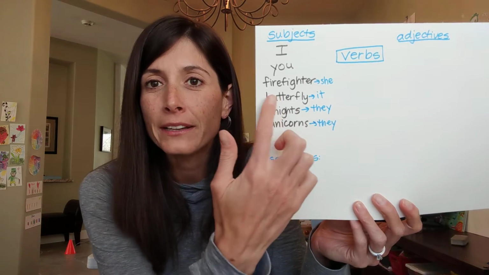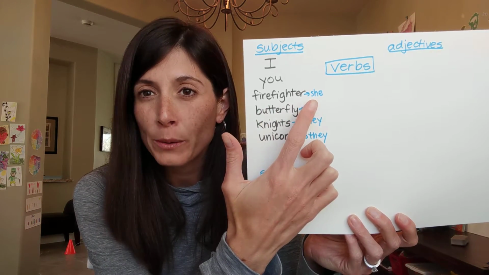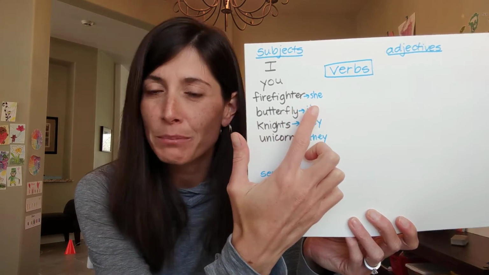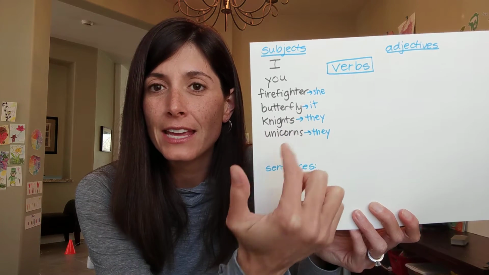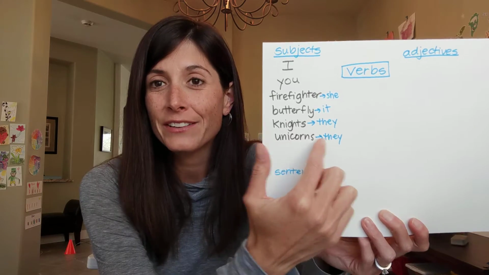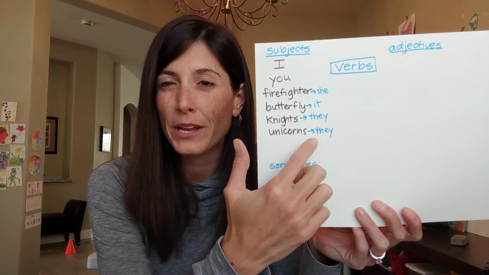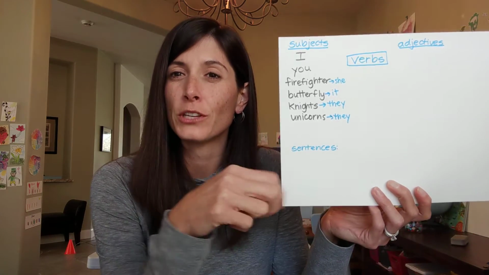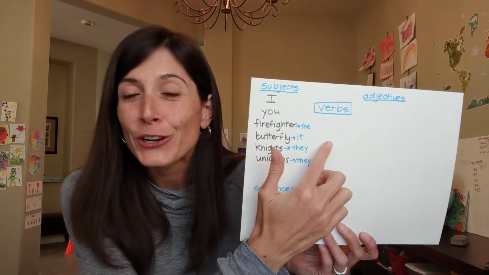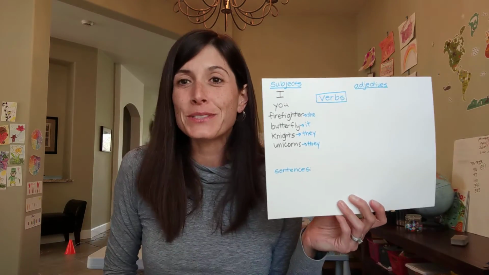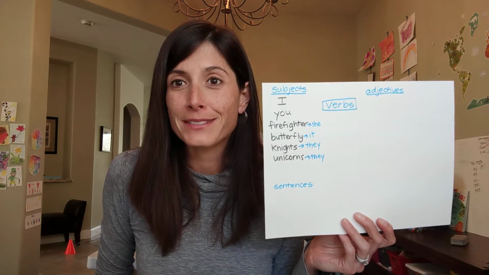All right, let's check the pronouns that you wrote, and here are mine. Firefighter, we were assuming she's a female, so it became she. Butterfly, it. Knights, they. Unicorns, they. We're going to use those pronouns in our sentences just to review our grammar steps lesson number 3. Our verbs, we're only using to be verbs in the present.